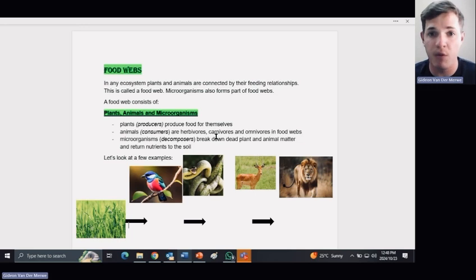Animals are herbivores, carnivores, and omnivores in your food web. So as you know, a herbivore only eats plants. A carnivore only eats meat or other animals, and then your omnivores eat grass and meat or other animals. A good example of a herbivore is an antelope, a carnivore is a lion, and an omnivore is us as humans. Your microorganisms, your decomposers, break down dead plant and animal matter and then return the nutrients to the ground.